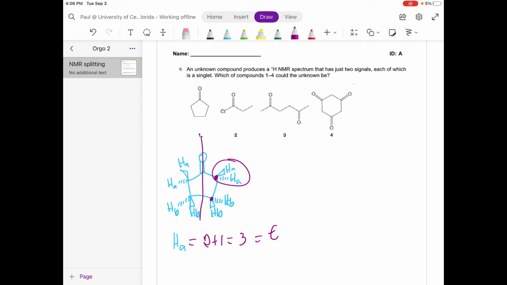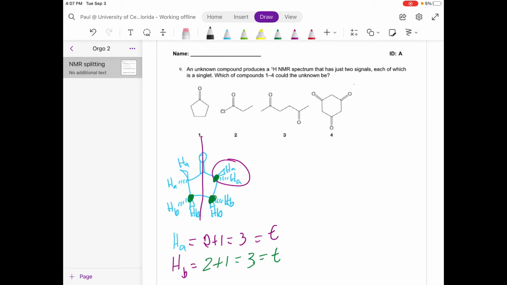Now if we look at HB, what do we see here? HB, let's use a different color here, is attached to that green carbon. What's the adjacent carbon? Right there. And that's the same problem right here. So that would equal 3, which would equal a triplet. Now, why does HB right here not get split by that HB? Because they're equivalent. You only get split by protons that are not equivalent to one another.